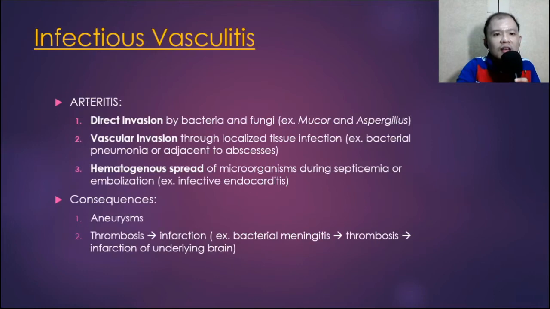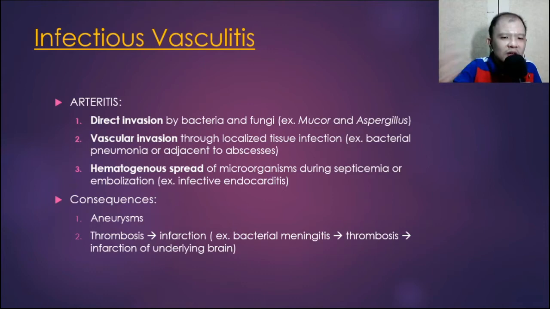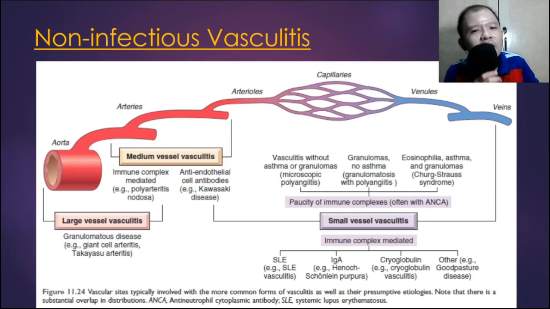Infectious vasculitis, you have direct invasion by bacteria and fungi, vascular invasion by localized tissue infection, hematogenous spread of microorganisms, for example, in infective endocarditis. So when we have inflammation, the consequences are very familiar. You have aneurysms and thrombosis leading to infarction.